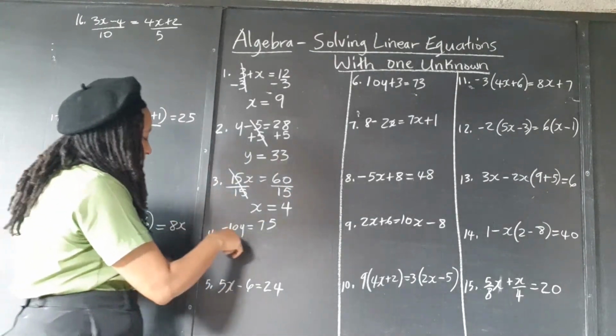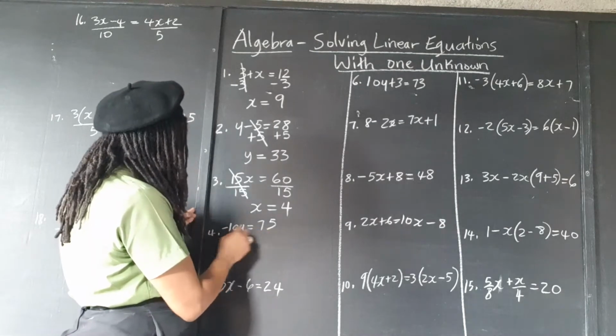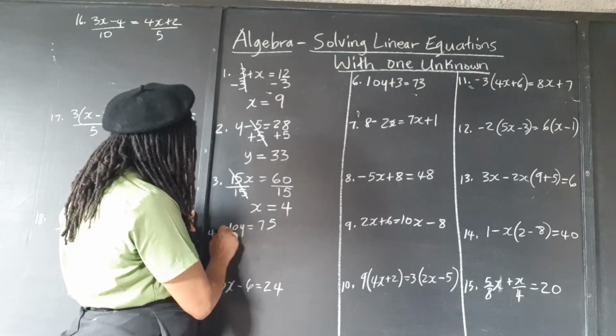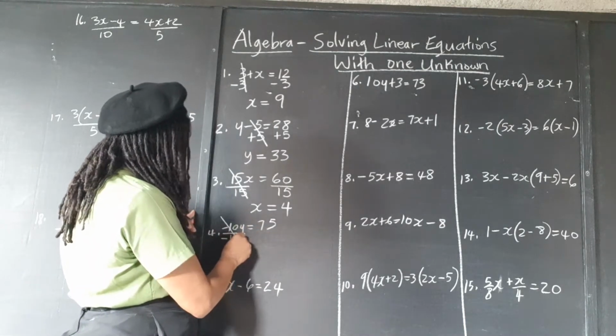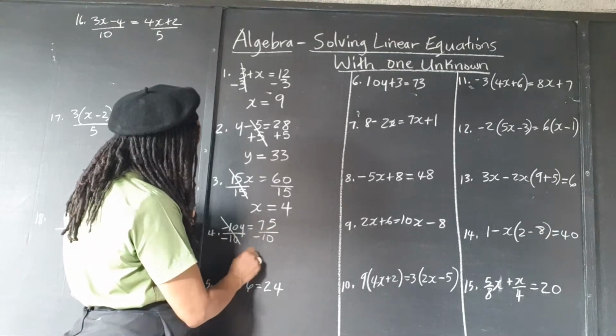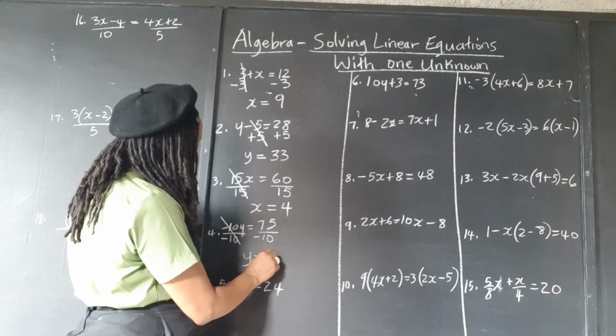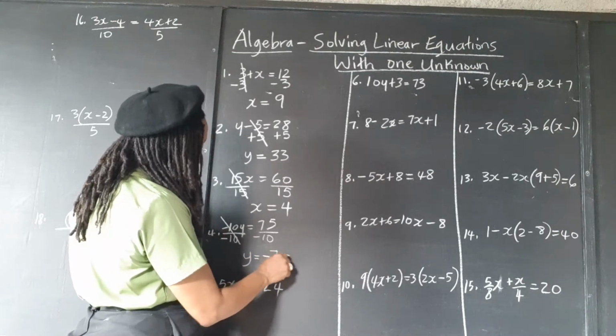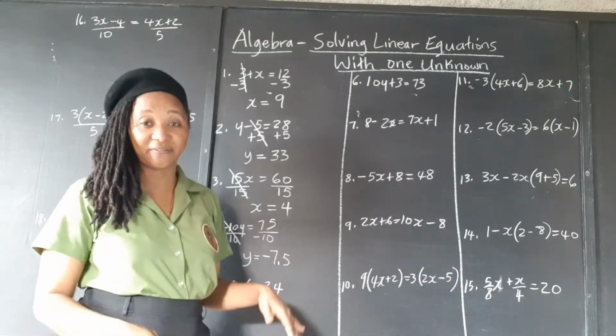Or negative 10 times which number gives 75? So we're going to divide by negative 10 to get a coefficient of 1. And we have to divide by negative 10 here as well. So y is equal to negative 7.5.